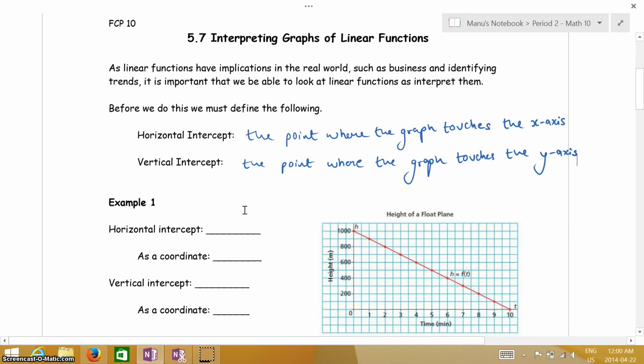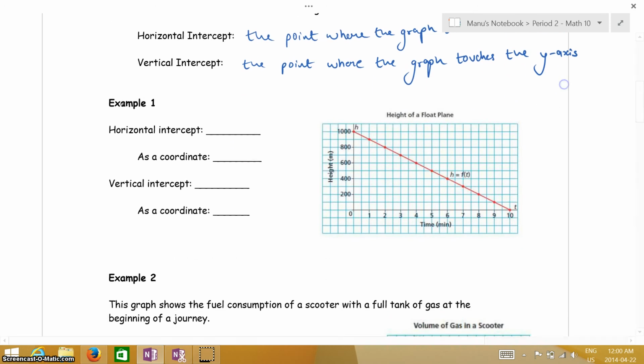So taking a look at our example here is a graph of a scenario where the height of a float plane is graphed against the time. So the horizontal intercept on this graph is going to be the point where this graph touches the x-axis. If I take a look along, the graph is touching the x-axis right here. So as a result, we say that the horizontal intercept is the point 10. And as a coordinate, that 10 basically means that's the point 10, 0.